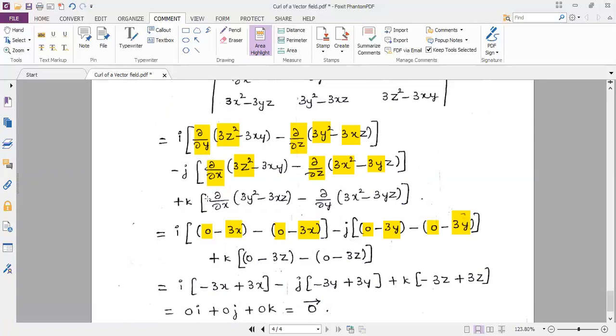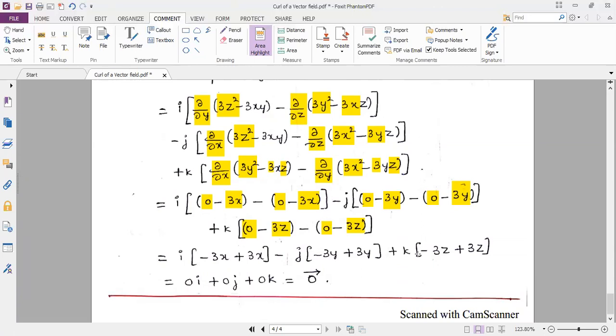Last term, for the k component, ∂/∂x of 3y² is 0 because 3y² is a constant when we differentiate partially with respect to x. So we get 0. Minus 3z is a constant with respect to x, writing as it is. Differentiation of x partially with respect to x is 1. So we get minus 3z. Minus ∂/∂y: with respect to y, differentiation of 3x² is 0, minus 3 into z is a constant, writing as it is. Differentiation of y is 1. So minus 3z.